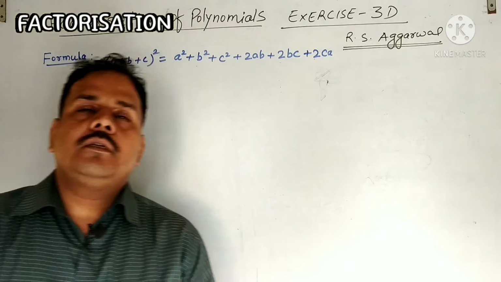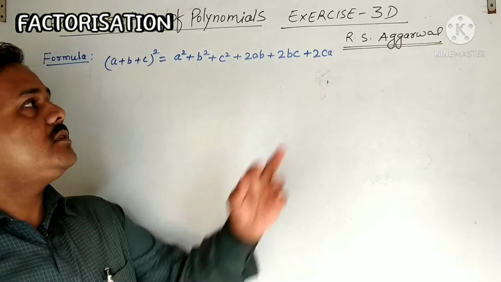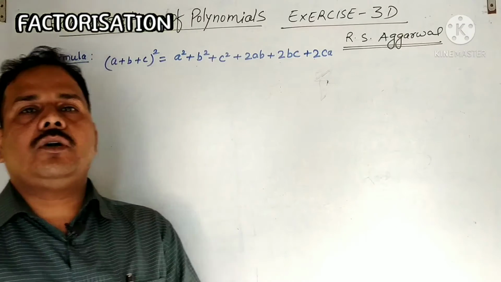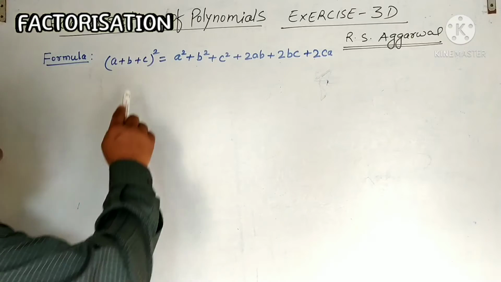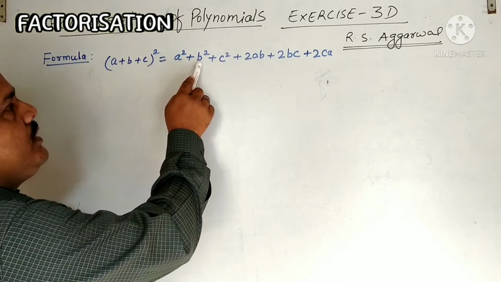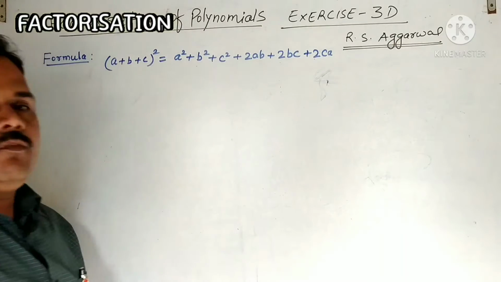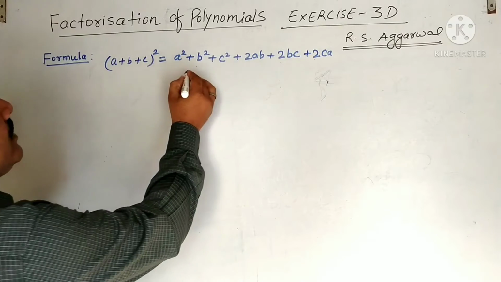Hello students, today in this video I will discuss exercise 3D questions of R.S. Agarwal, all based on the formula (a plus b plus c) whole square, which is a square plus b square plus c square plus 2ab plus 2bc plus 2ac. Okay, ca or ac we can write. We can write like this also.